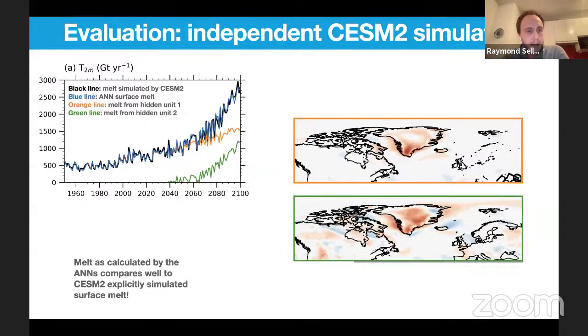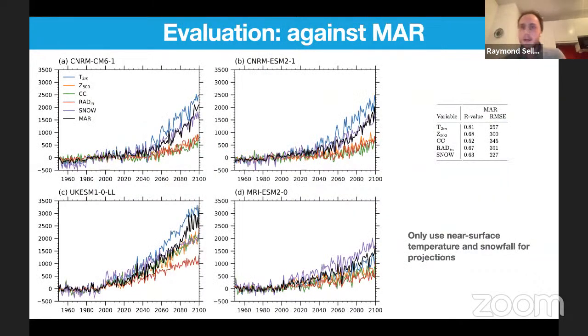But all in all, the melt calculated by this neural network compares very well to what is simulated by CESM2, and of course, it probably should, since it's the same data. I also made an evaluation against MAR, a regional climate model which simulates the Greenland ice sheet at high resolution. The black line is the melt calculated by MAR when using CNRM-CM6 as the global climate forcing, CNRM-ESM2, UKESM1, and MRI-ESM2.